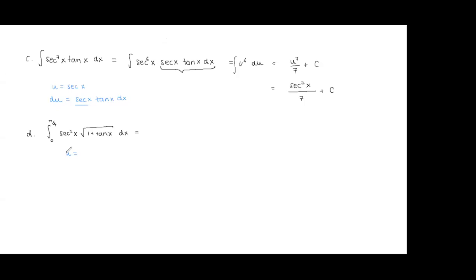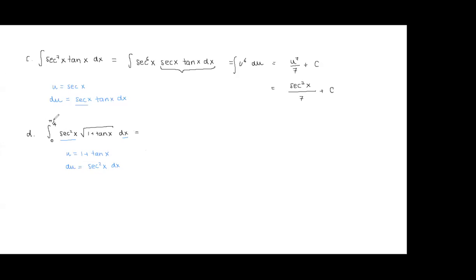So I'll have that u is equal to 1 plus tangent of x, and du is equal to secant squared of x dx. Okay. So du is equal to secant squared of x dx. That means I can get rid of this. I can now replace the inside of the square root as well.